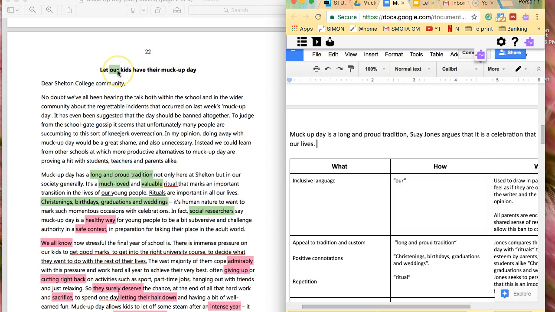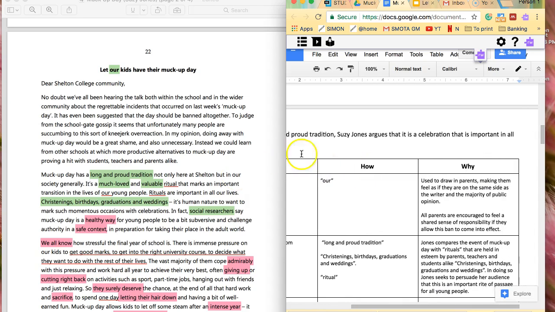So she starts with, in the title of her letter, "Let our kids have their Muck Up Day." And this is called inclusive language, "our kids." And that's immediately appealing to parents because they will have a sense of responsibility, as if it's their role to ensure their children have access to a Muck Up Day, which Susie is about to explain is a very important tradition that they need to be a part of.